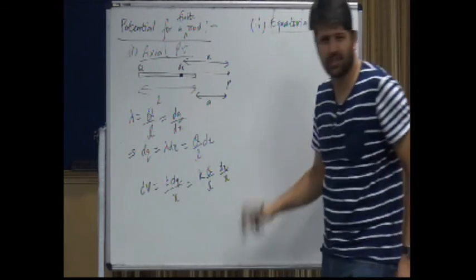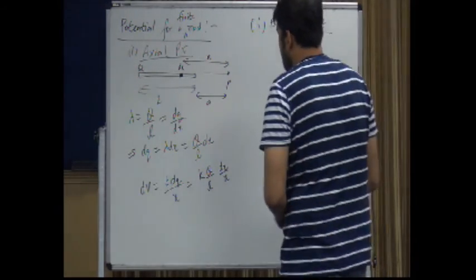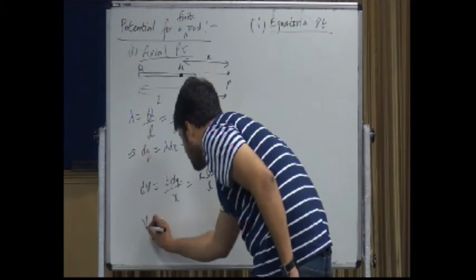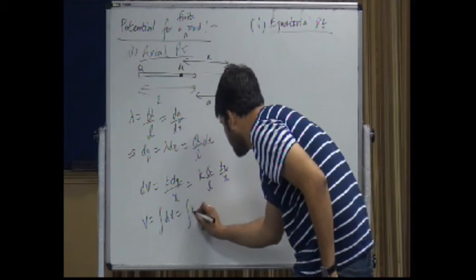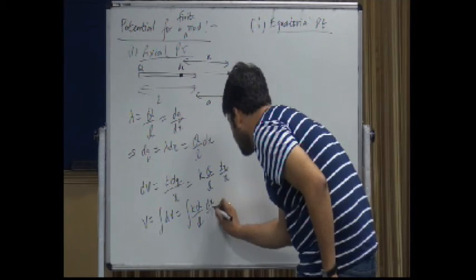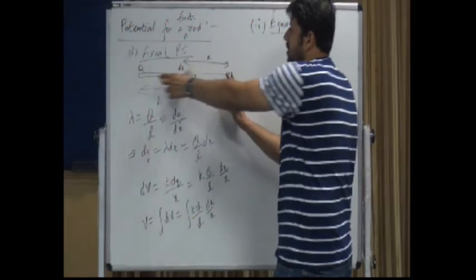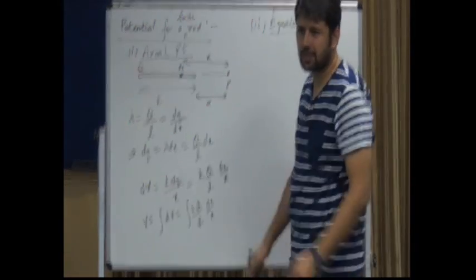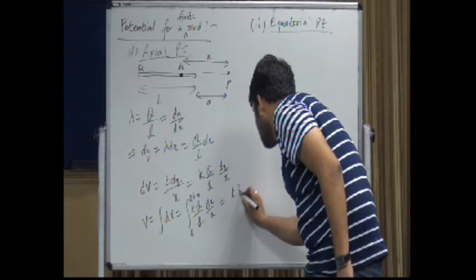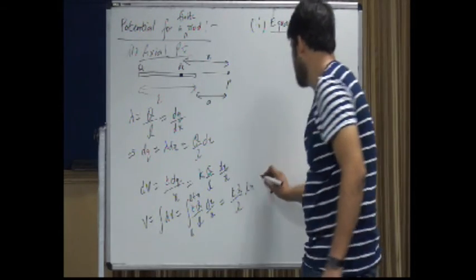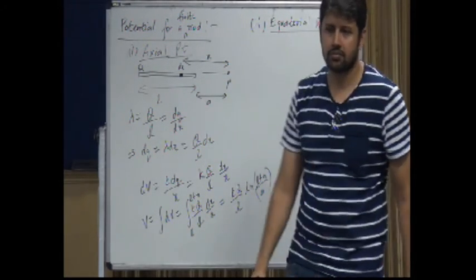You see, dx by x forms ln; the integral would be log. So the potential would be the integral of dV, which is k Q by L dx by x. The minimum value of x is a, and the maximum value of x is L plus a. So the result is k Q by L ln of (L plus a) by a. This is the answer.